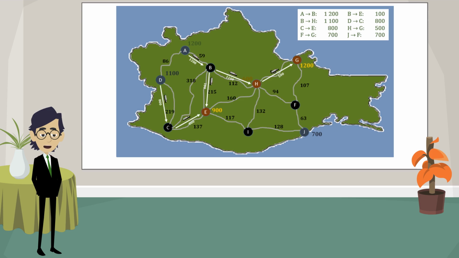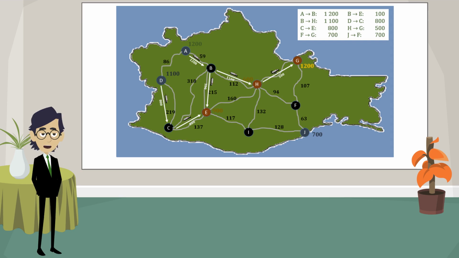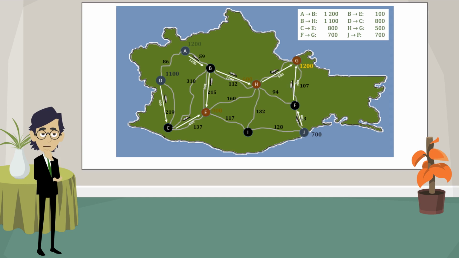Now, node D will produce only 800 units, which will be sent to node C. And node C will transfer them to node E. Observe that with this 800 units, the demand of node E is satisfied. Finally, node J will send 700 units to node F. And node F will transfer them to node G. With this, the demand of node G is satisfied, and the production capacity of node J is depleted. The total cost of this solution will be $668,300.